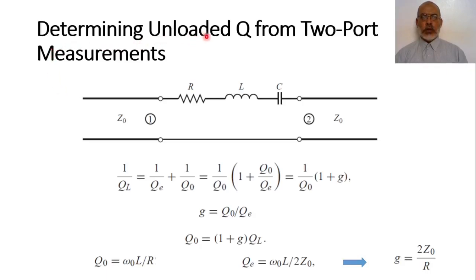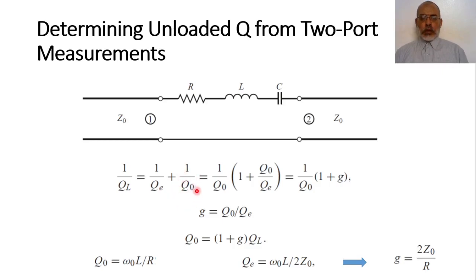Determining unloaded quality factor Q from two-port measurements. We have seen that the quality factor of a loaded resonator is given by 1 over Q loaded equals 1 over Q external plus 1 over Q naught, or the unloaded quality factor.